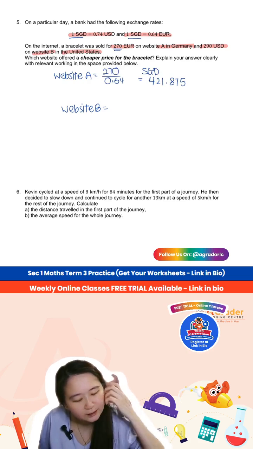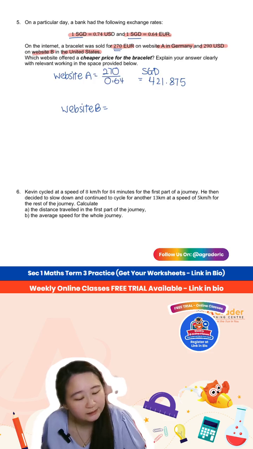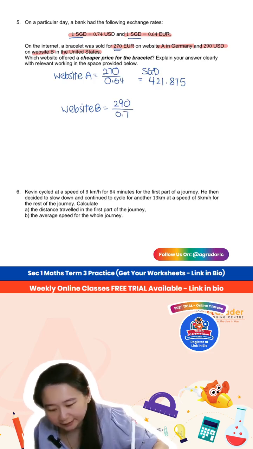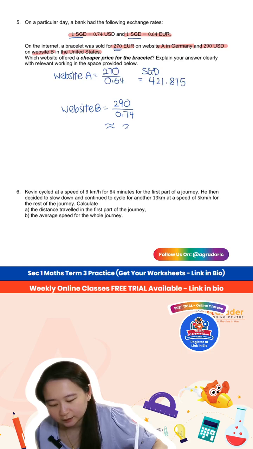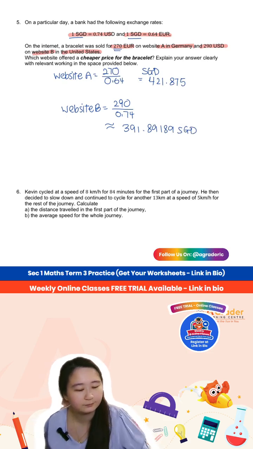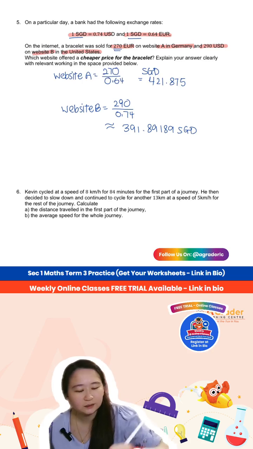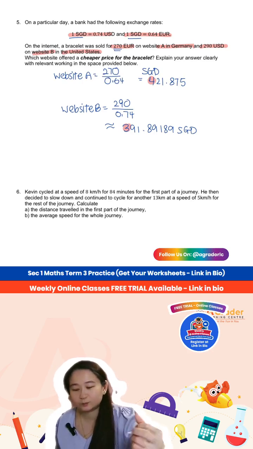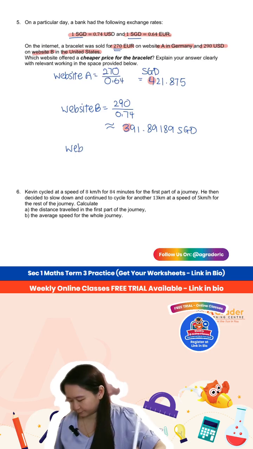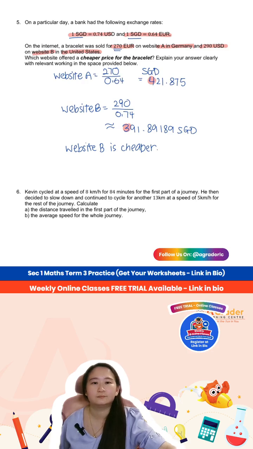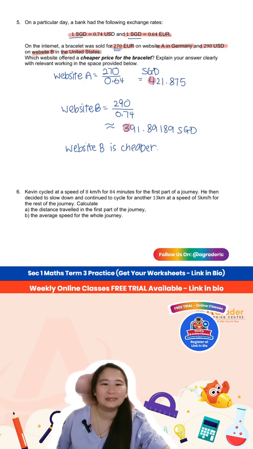Then for website B, 290 USD, convert to SGD, you take 290 divided by 0.74. It's approximately 391.89189 SGD. So you just look at the hundreds place, you can tell the difference already. So website B is cheaper. This is Sec 1 math.